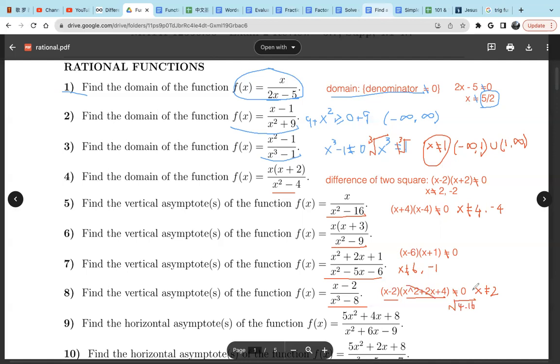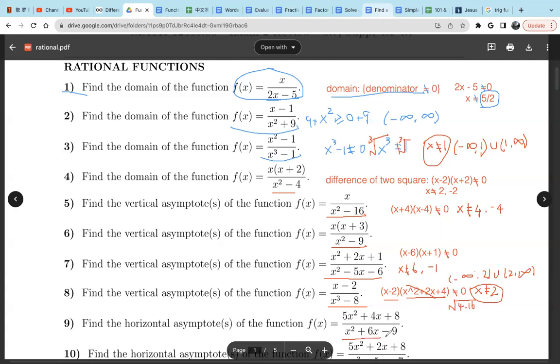So only x minus 2 can be 0. That means x cannot be 2. So the domain of this function is x cannot be 2. We can write it as negative infinity to 2, then union 2 to positive infinity. All right, so two notations. This one is called interval notation. I don't know which one your teacher asked for. And this one is called set notation.